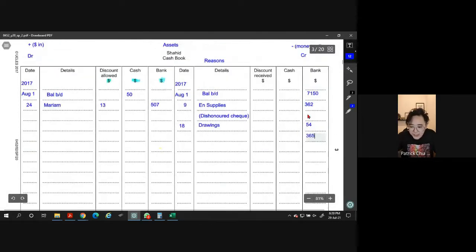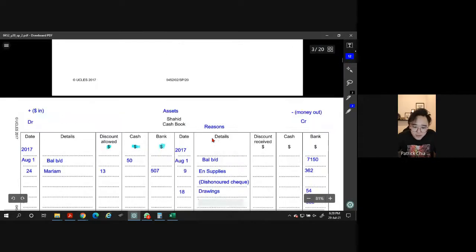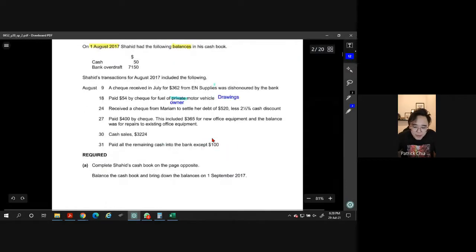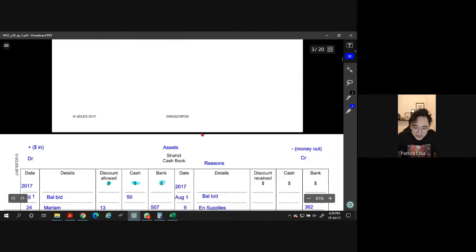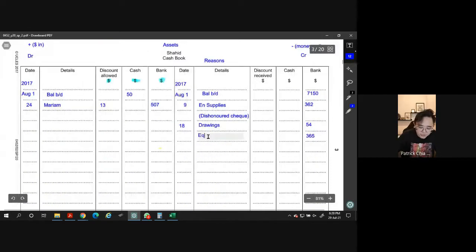By check, under the bank account. So what do I put here? What are we paying for? Here they say paid for new office equipment. Need to put the word new or not? Old or new doesn't matter, as long as we know that it is office equipment. So here you can put equipment or office equipment, either is fine. I'll just put equipment.